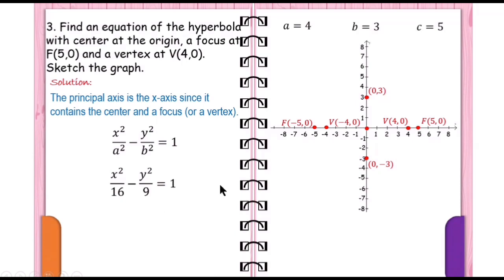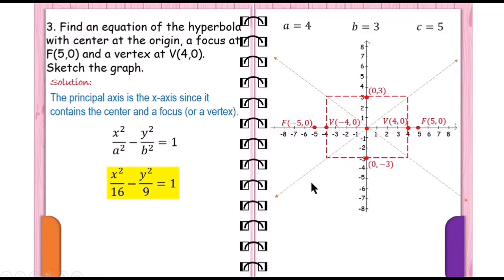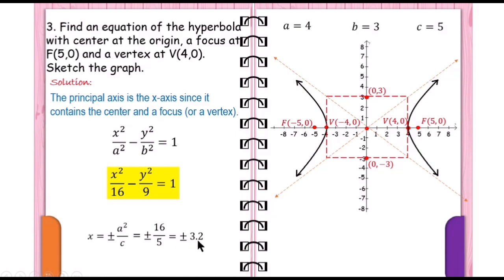To sketch the graph, draw a rectangle, then draw diagonal lines through the center and the corners of the rectangle that extend beyond the rectangle. This gives us two lines that will be our asymptotes. At each vertex, we draw a smooth curve. To determine the directrices, we use x equals plus and minus a squared over c, which is equal to 16 over 5 or plus and minus 3.2. So we have x equals 3.2 and x equals -3.2. And this is now the equation and graph of problem number 3.